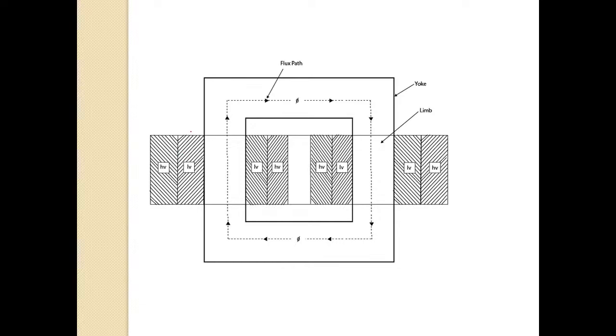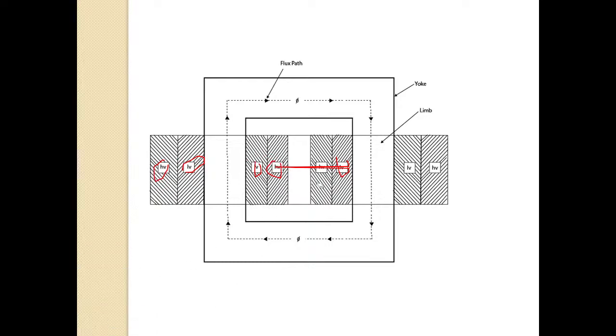So in order to avoid the leakage of flux, half of each winding is placed in each leg of the core. Half of each winding will be placed in each leg of the core. For low voltage winding, you can see here LV. Low voltage winding is placed first, and after that, high voltage winding is wound in order to avoid the leakage on this limb.